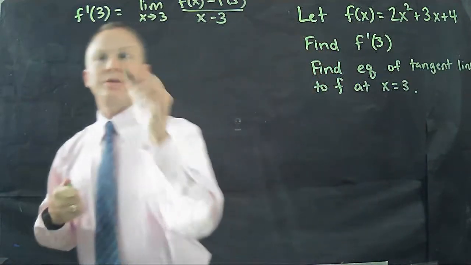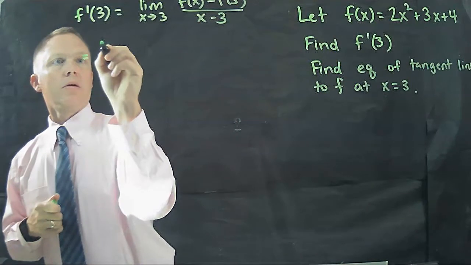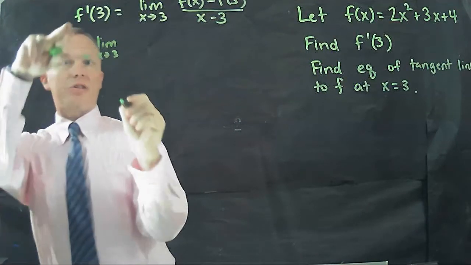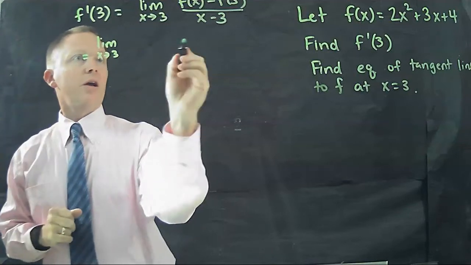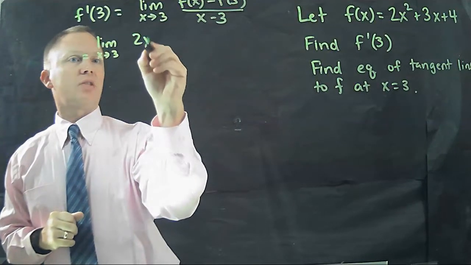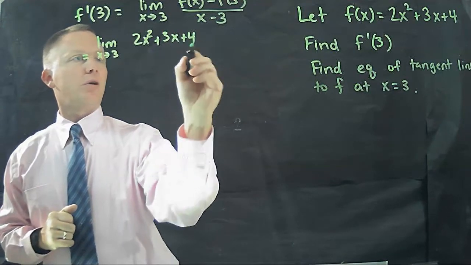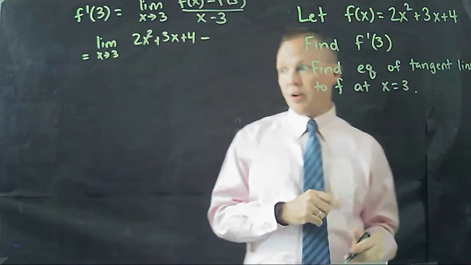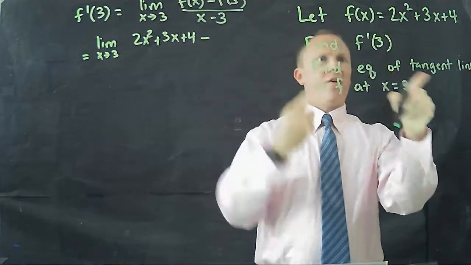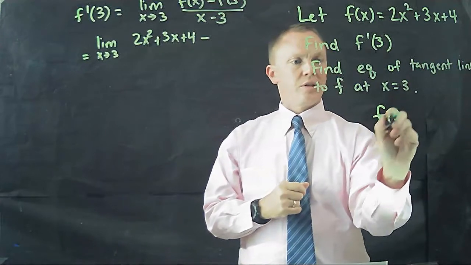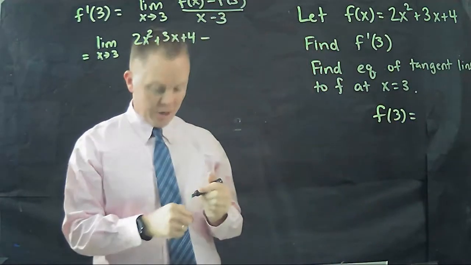So if you notice, I'm not going to use the equal sign here. This is still equaling f prime of 3. f of x is 2x squared plus 3x plus 4, minus f of 3. Okay, so in order to figure out what goes here, I've got to figure out what f of 3 is. So let's go ahead and do f of 3.